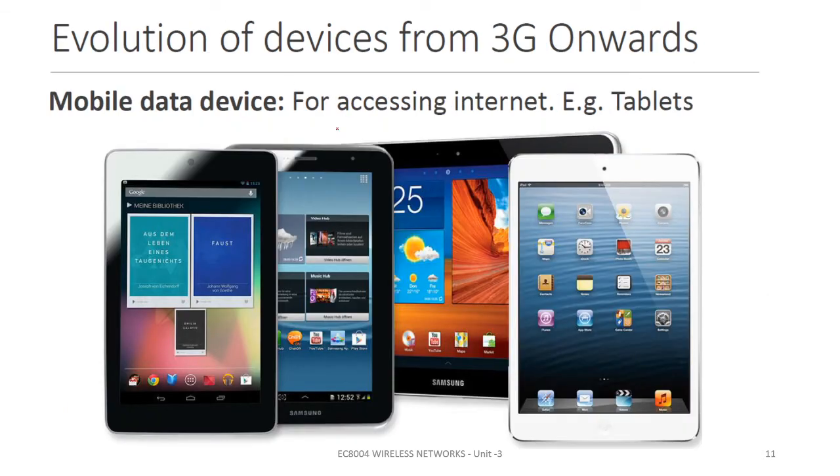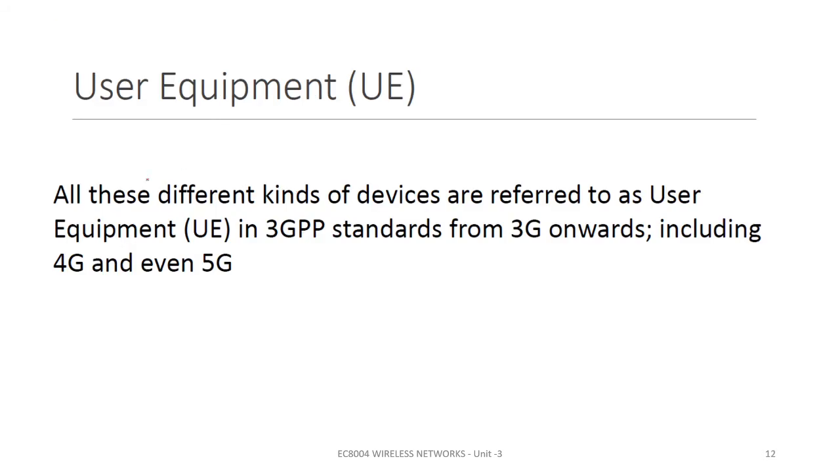So evolution of devices: for accessing the internet we are using tablets also. So all these different kinds of devices are referred to as user equipment in 3GPP standards from 3G onwards, including 4G and even 5G. Even in 4G and 5G we can use these particular equipments.